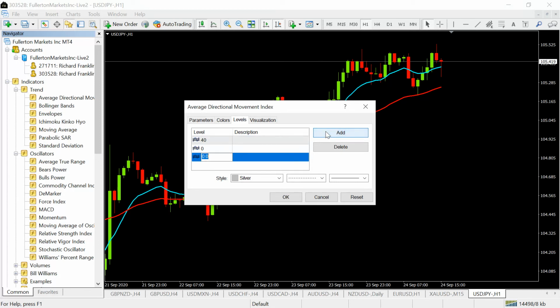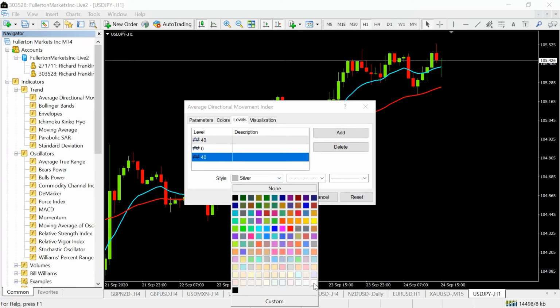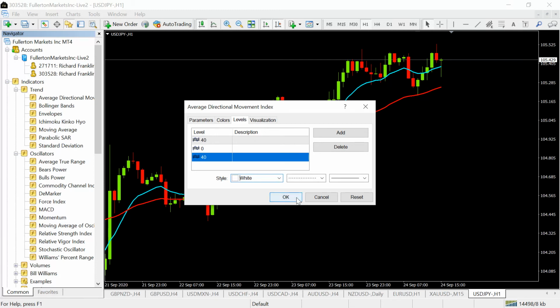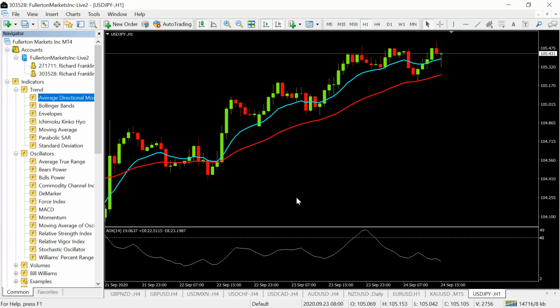Just click add, put in 40, and that's all. And then click OK. All right? And you can choose the 40 line to be any color you want. Let's make it white. Easier to see. And see what happens. Okay, there we go. Now you have your Trend Rider template.